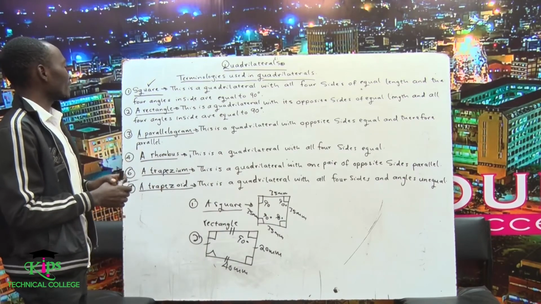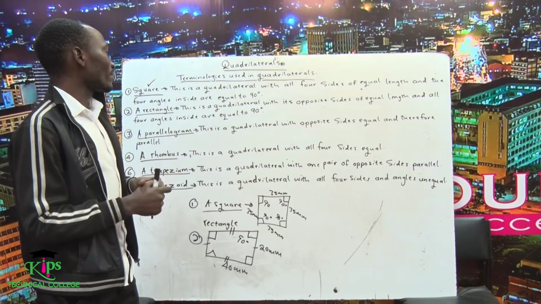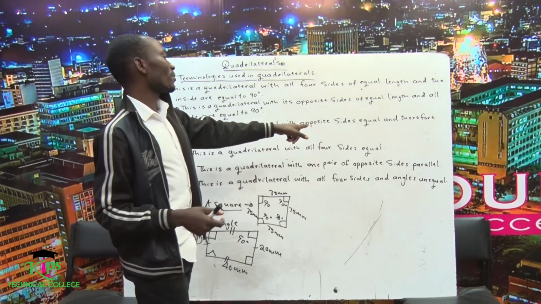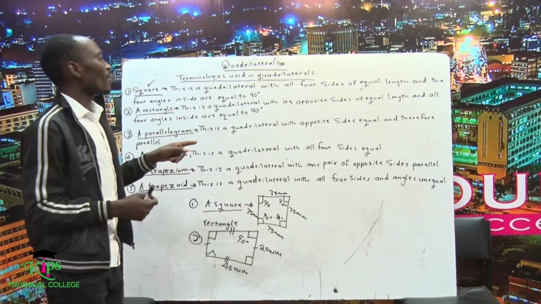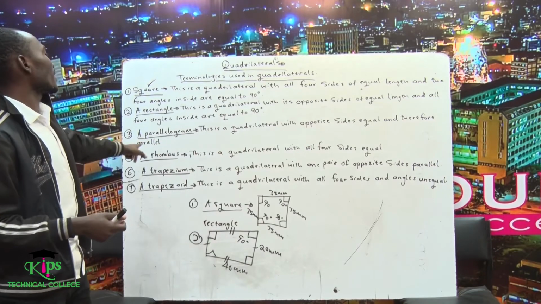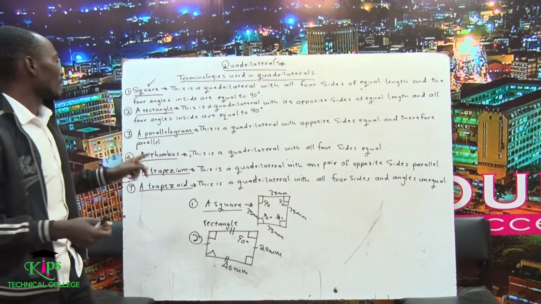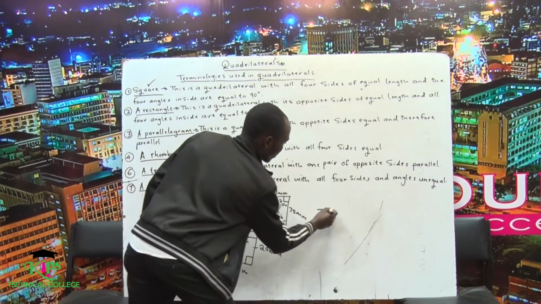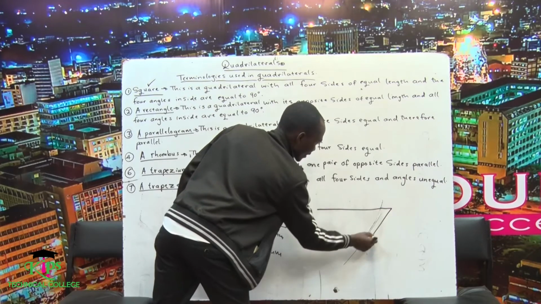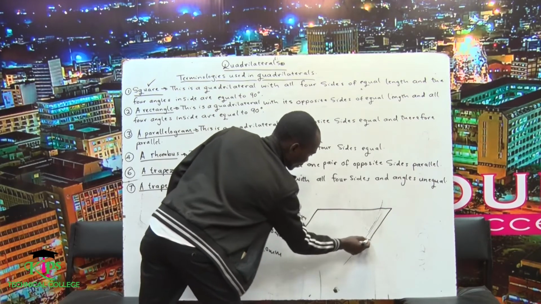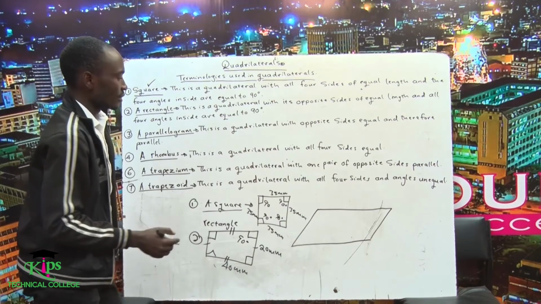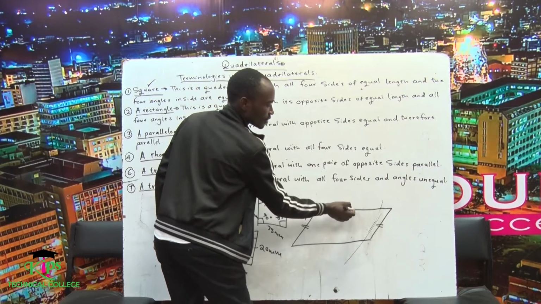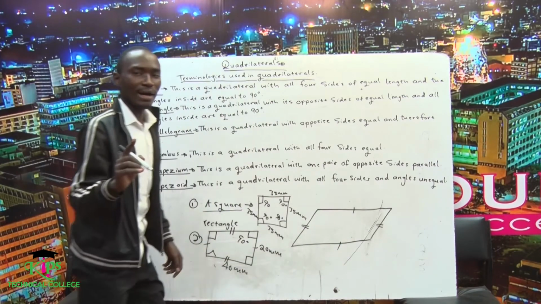The third quadrilateral is a parallelogram. A parallelogram is a quadrilateral with opposite sides of equal length, and therefore they are parallel. This is how a parallelogram looks. So this line and this line are equal. Also this line and this line are equal.